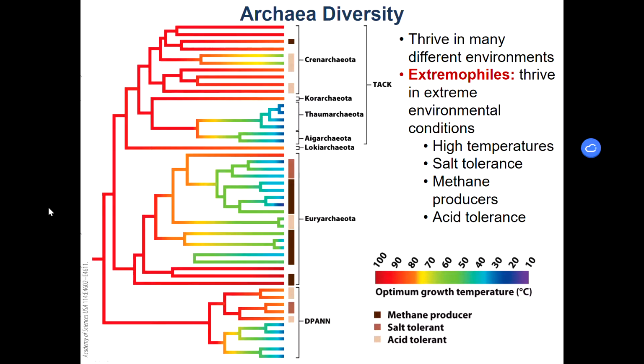Some are methane producers, so some live in the intestinal tract of animals such as cows that help them break down cellulose. They produce methane, and then cows release that methane. And some are even acid tolerant. They're able to live in very low pH environments.